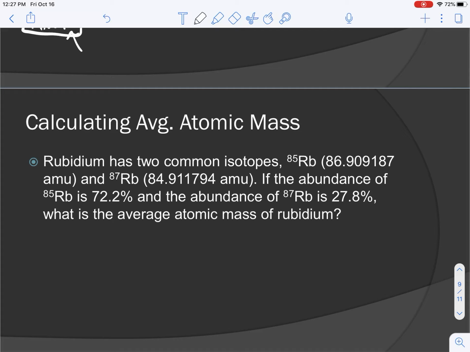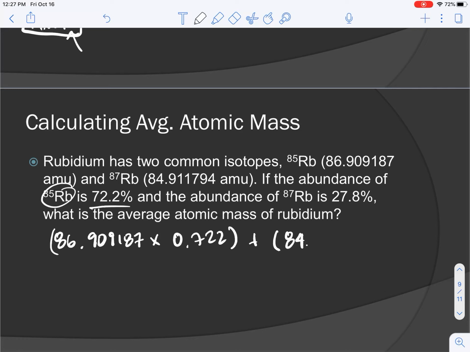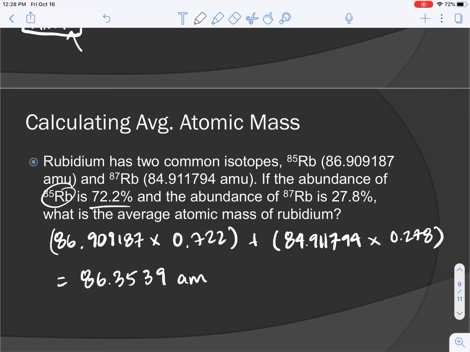What you do is just take the percentages times the AMUs. So for rubidium 85, we've got 84.911794, and you take that number times the percentage. Make sure you convert your percentages to decimals. So rubidium 85 is 72.2%, so 0.722. You do that one, and then add it to the other one, which is 86.909187 times 0.278. You add those two numbers together to get the weighted average, and if you do that correctly, the weighted average ends up being 86.3539, and the label will be AMUs.